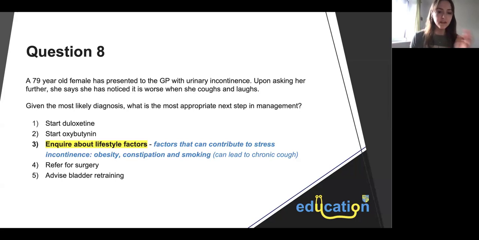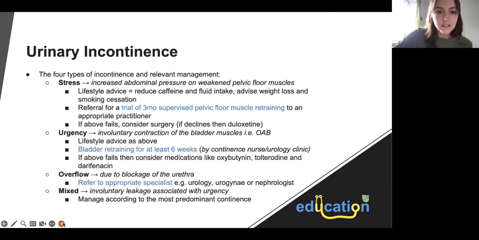So yeah, in this case, you would want to ask about risk factors that can cause stress incontinence, like obesity, because obviously you've got more intra-abdominal pressure, pregnancy, constipation, smoking. Those kind of things can trigger the worsening of stress incontinence. And then, as some of you have correctly suggested in the chat, you would move on to pelvic floor exercises. And if that's not working, then duloxetine. But I think we've got a slide on that.